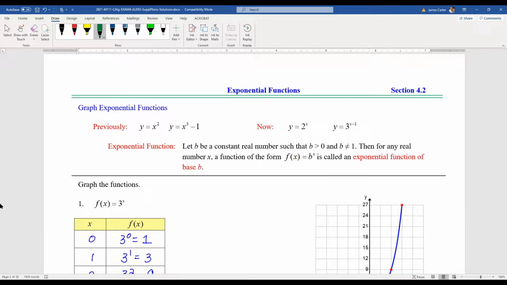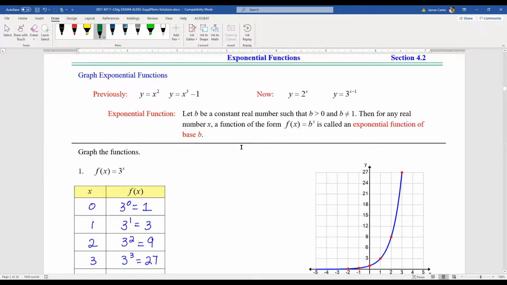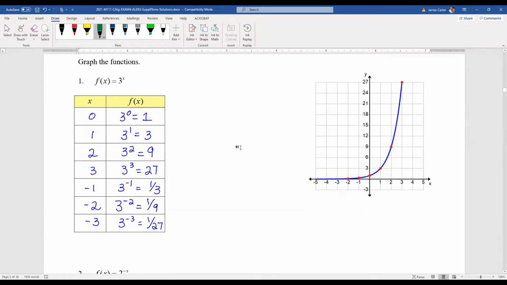Okay, exponential functions. Okay, here are just examples of them. In this first example, we're graphing it here. I did not have you graph any exponential functions that I recall, although I gave you a graph of one and you had to deal with it, with a transformation. Okay.